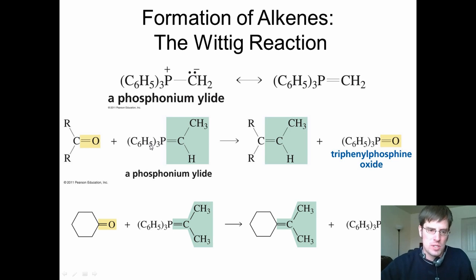Here's a really cool specific example of that. I've got my carbon doubly bonded to this oxygen. I've got my phosphorus doubly bonded to this carbon, and they're going to do a partner swap. The phosphorus and oxygen walk away, and these two carbons end up being doubly bonded to each other. You'll notice that this carbon here to the right also had two methyls attached to it, so they end up being still attached to it in the final product. Once again, this is a very cool way of forming alkenes.